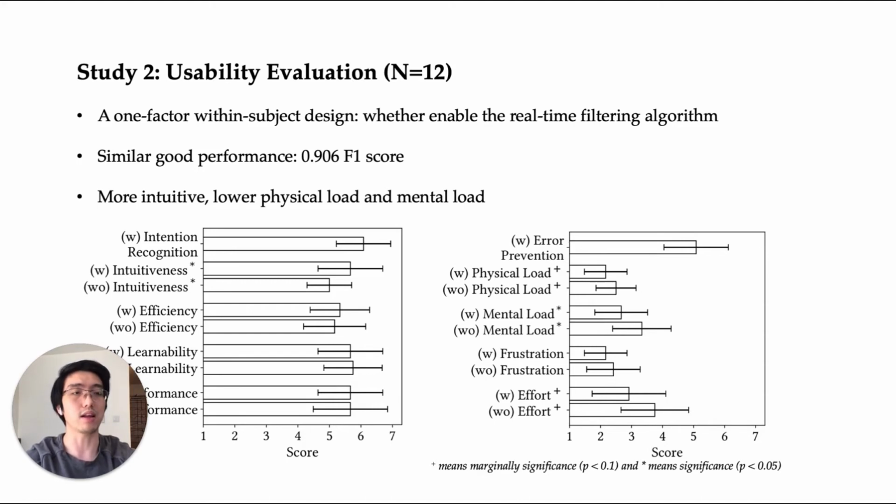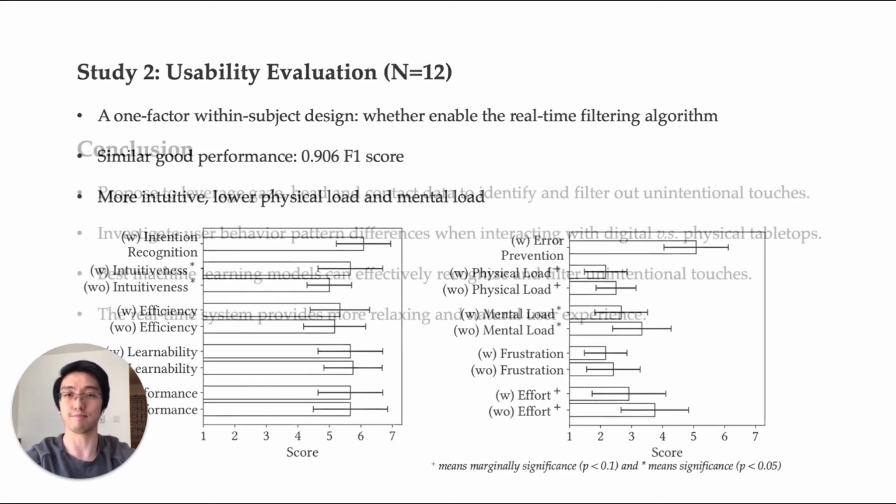Then, we invited another 12 users for the usability study. All users went through 2 versions of the table, one with our algorithm and one without our algorithm, in balanced order. They went through 1 map navigation task and 1 photo categorization task, and then reported their subjective feelings. Our model performs well on a new set of data from a new set of users, with an F1 score over 90%. And according to their ratings, our new tabletop can successfully recognize their interaction intention and is more intuitive and more energy saving.